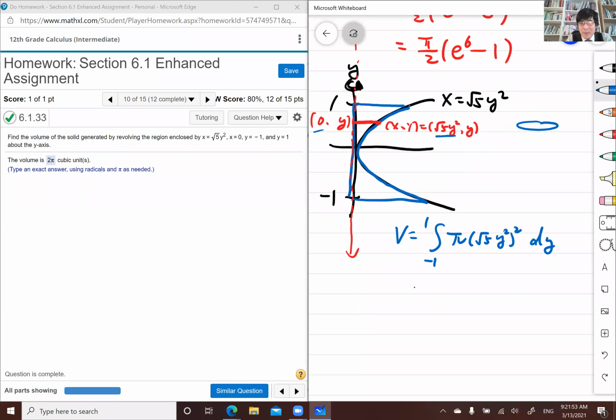So the volume will be integrating in the y direction from -1 through 1 of pi times the radius squared. That's going to be 5 pi of y to the 4th, from -1 through 1. Of course, using the even function property, you can just multiply this one by 2. And so it's going to be 2 pi after you do the definite integral.